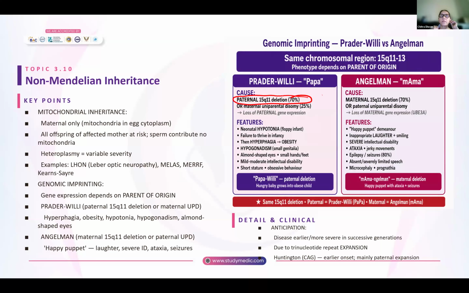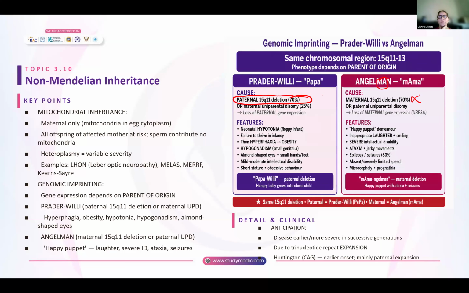Paternal genes are not expressed in Prader-Willi. So Prader, P for Papa. So the paternal genes are destroyed. In Angelman, M for Mama. So here the paternal genes are present, maternal are destroyed. Prader-Willi, paternal is destroyed. In Angelman, maternal is destroyed.